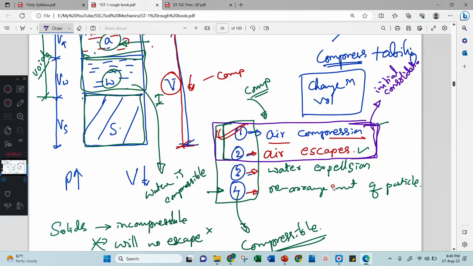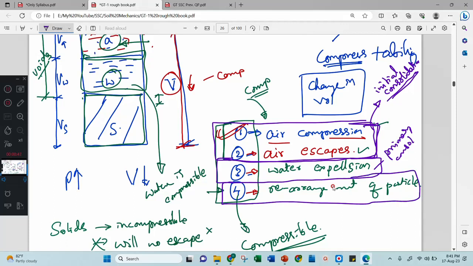What is the meaning of initial consolidation? Initial consolidation means air compression and air escapes. Okay, that is initial consolidation. The second reason is considered as primary consolidation. The third reason, that is the fourth reason, if I consider this one, is secondary consolidation.